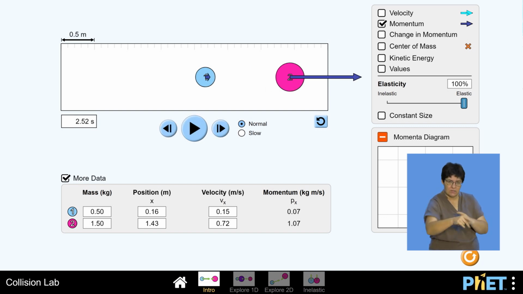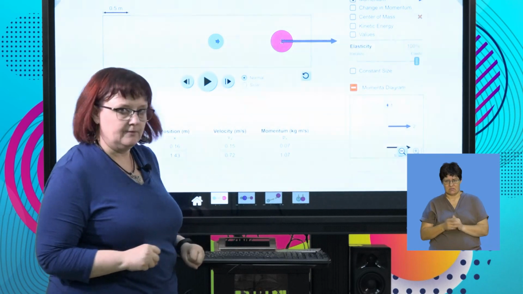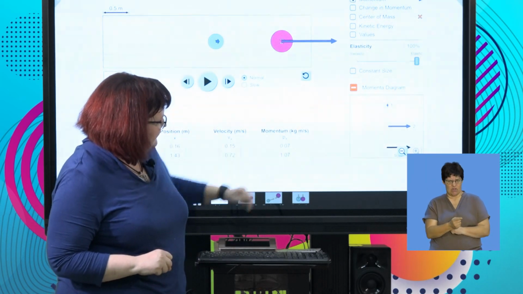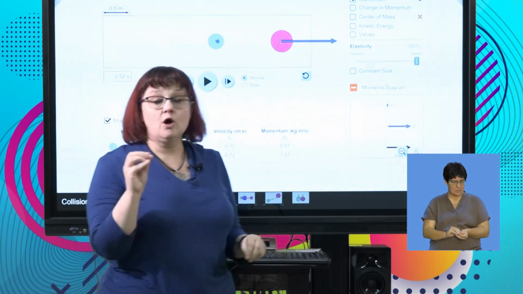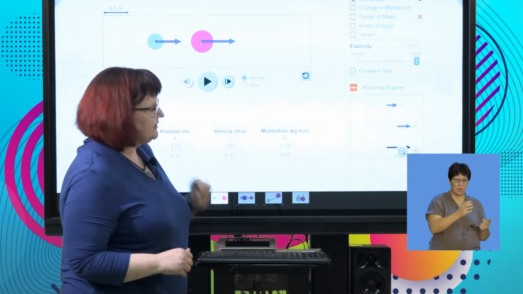Now when it bumps off, number one, its velocity decreased significantly. Number two sped up. It's like a bumper car. It got faster. Now you're going to tell me, Tracy, something's gone wrong, because if I add these two together now, I get 1.14. But when I reset it over here, my total is 1.15.